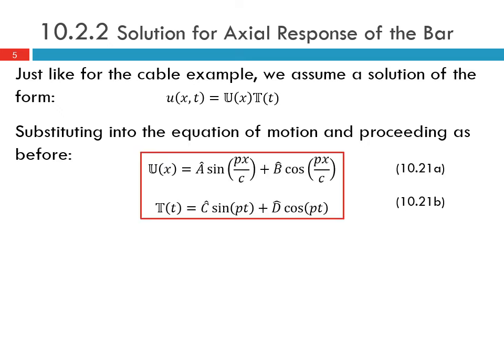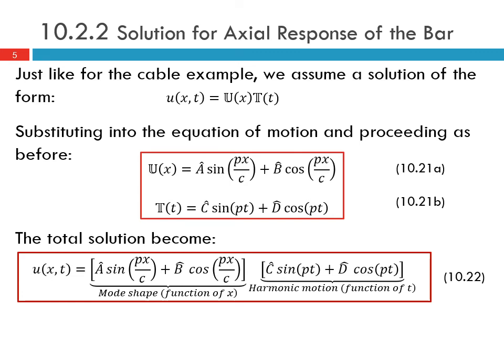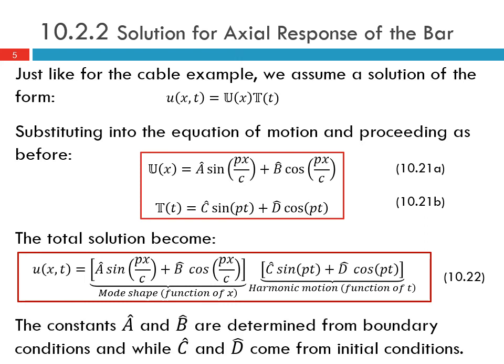We can find that U of x is equal to a hat sine px over c plus b hat cosine px over c, and T of t is equal to c hat sine pt plus d hat cosine pt. So the total solution becomes a hat sine px over c plus b hat cosine px over c, which is the mode shape, which is only a function of x, multiplied by c hat sine pt plus d hat cosine pt, which is the harmonic motion, which is only a function of t. Again, the constants a and b are determined from the boundary conditions, and the constants c and d come from the initial conditions.